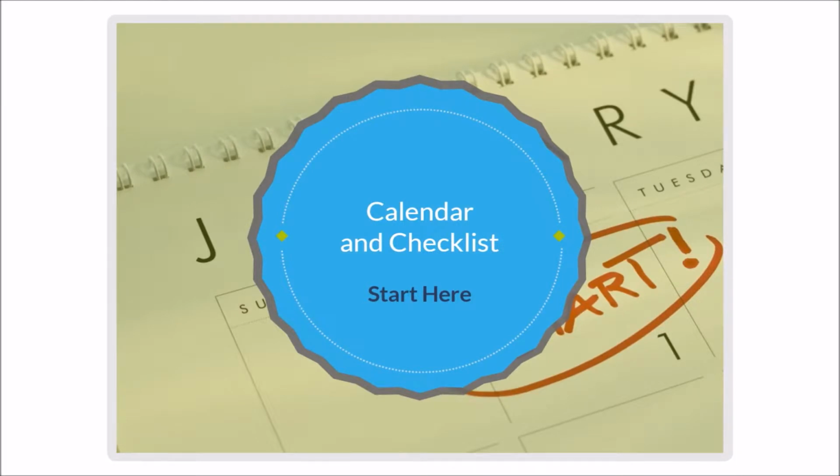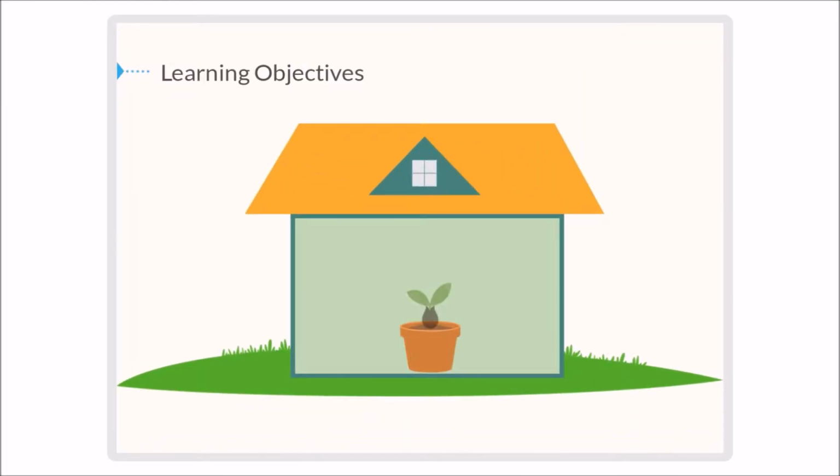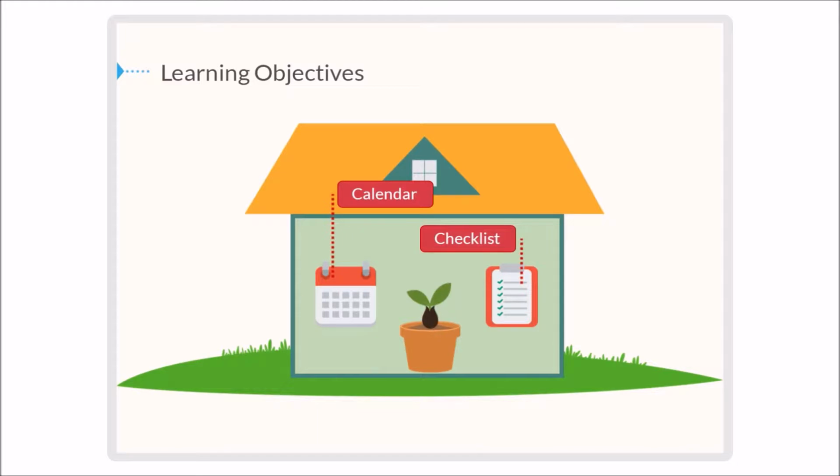Welcome to Calendar and Checklist. Learning objectives. Maintaining a gardening calendar helps growers plan their cannabis growth cycle. Keeping a checklist adds necessary quality checks during the average 3-month life cycle of a cannabis plant.